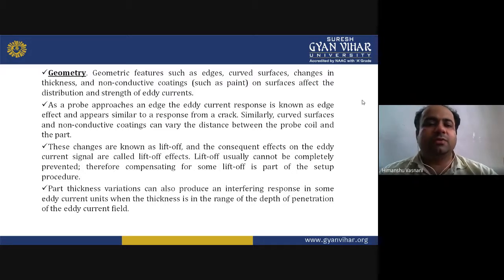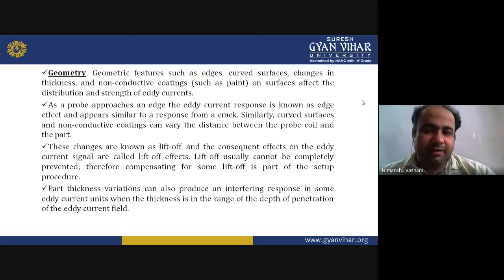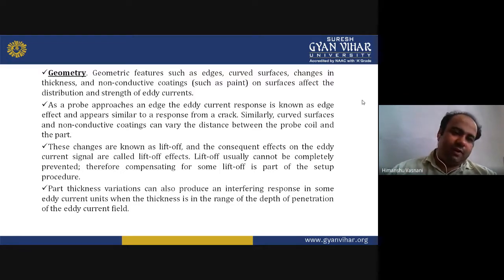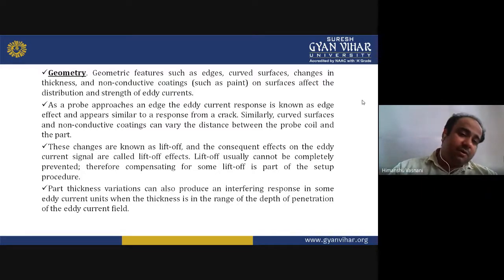So when the probe used in eddy current testing approaches an edge, the eddy current response is known as edge effect. What do they call the edge effect? Because this is related to geometry, it is discussed in the geometry part. As the probe approaches an edge, the eddy current response is known as edge effect and appears similar to the response from a crack.